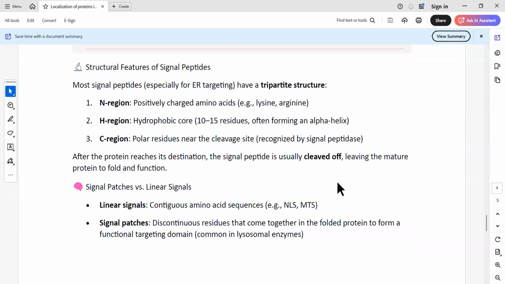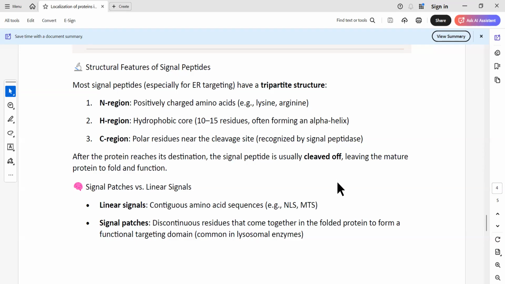So in the N region, we have positively charged amino acids like lysine, arginine. In the H region, that is the second region, we have a hydrophobic core of 10 to 15 residues, often forming an alpha helix. And in the C region, there are polar residues near the cleavage site. Cleavage site means where the signal peptide is cleaved by the signal peptidase enzyme. Because after the protein reaches its destination, it is imperative that the signal peptide has to be cleaved.